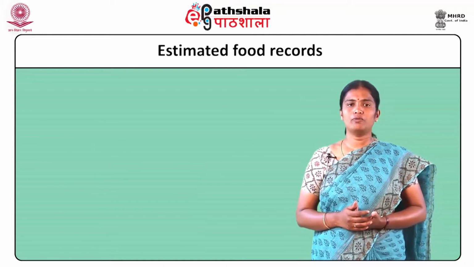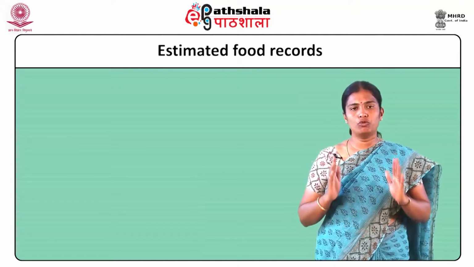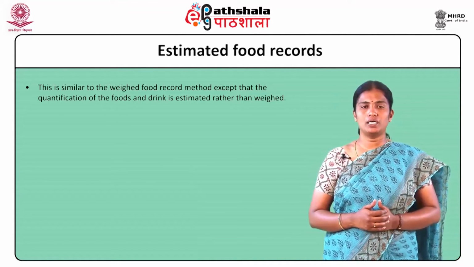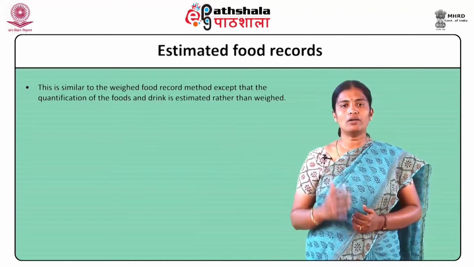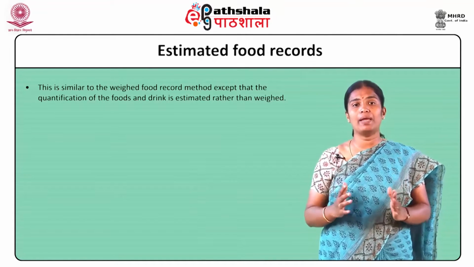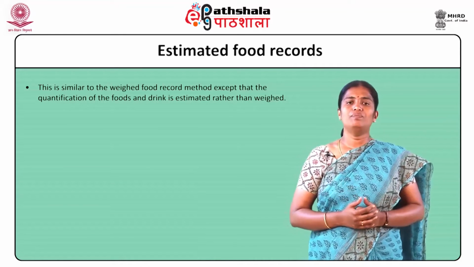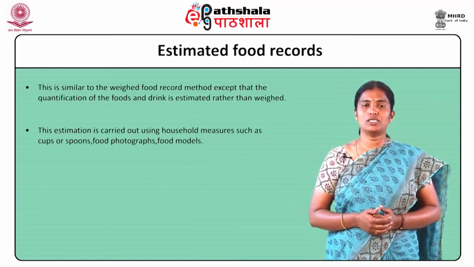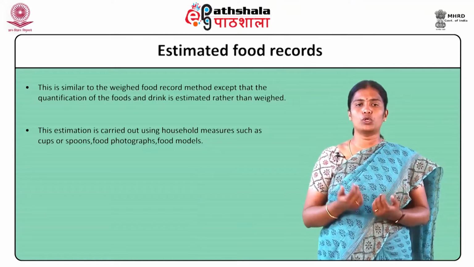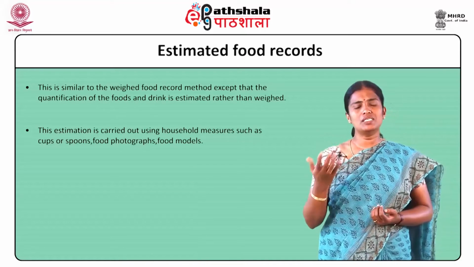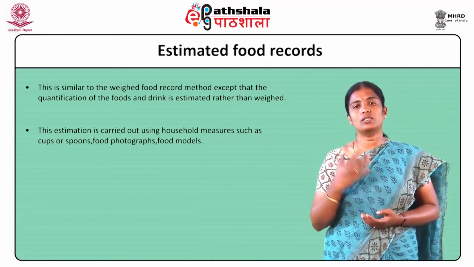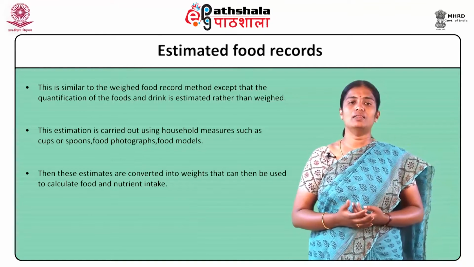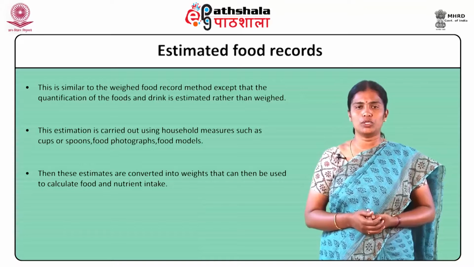The next quantitative method is estimated food records. This is similar to the weighed food record which we saw earlier, except that the quantification of the food and drink is estimated rather than weighed. The estimation is carried out using household measures such as cups or spoons, or food photographs or food models. This is the difference between the weighed food record and the estimated food record. The estimates are then converted into weights and then used to calculate food and nutrient intake.